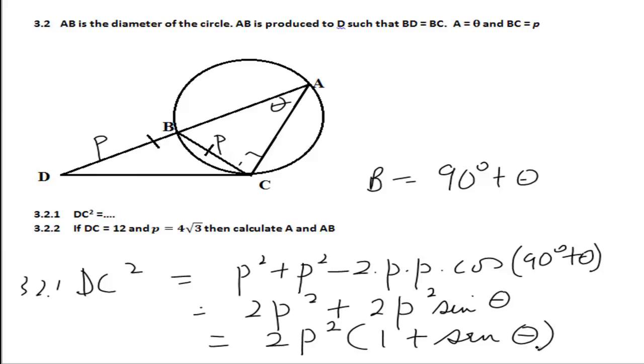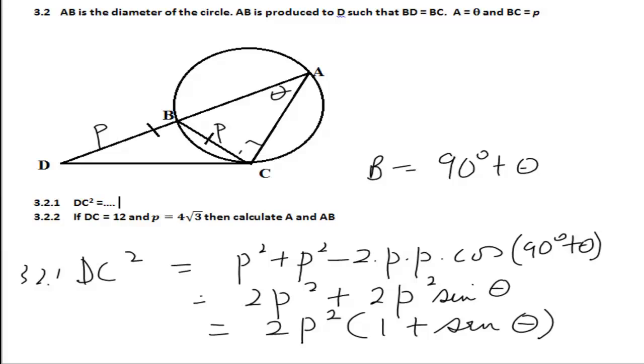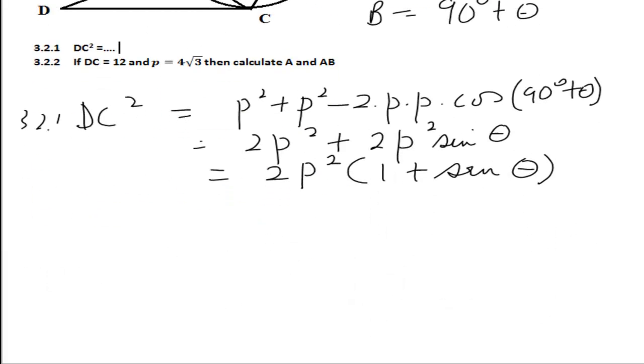And then we'll now tackle the second part of the problem, which is 3.2.2. Then they said if DC is 12 and P is 4 root 3, calculate A and calculate angle A, which is theta, and AB.